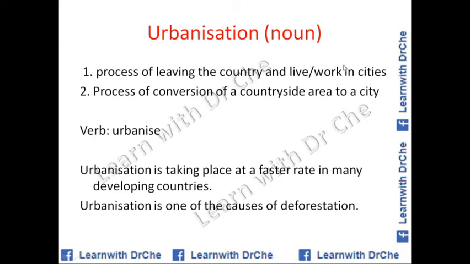This is called urbanization. Number two is the process of conversion of a countryside area to a city. If a village is converted to a city, it is also called urbanization. So the verb is urbanize, and urbanization is taking place at a faster rate in many developing countries. Urbanization is one of the causes of deforestation.